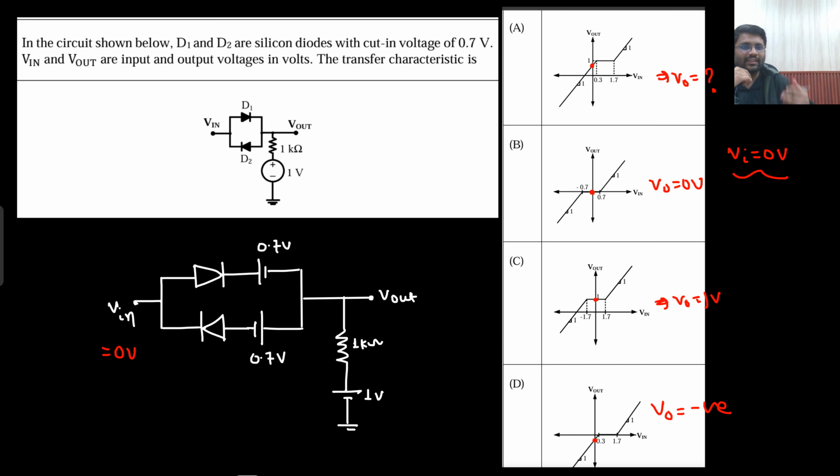If 4 characteristics are given, why would you check at all the points? Why would you make the characteristics? These kinds of questions you have solved in your class notes, that is fine. But in the examination, you need to do it quickly. So check that value of V in where different outputs are there.